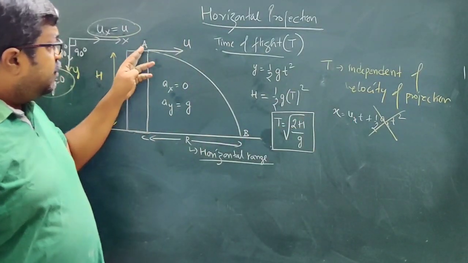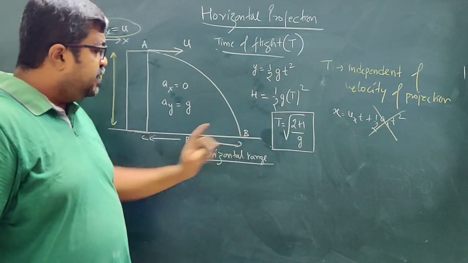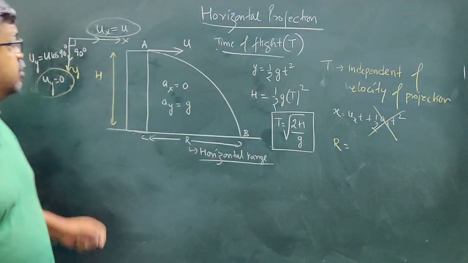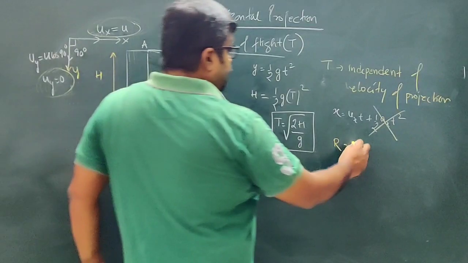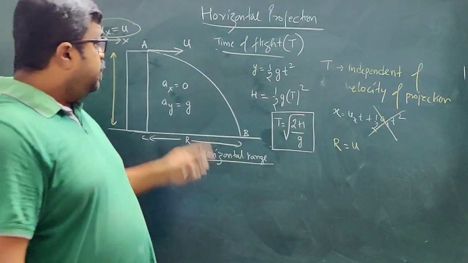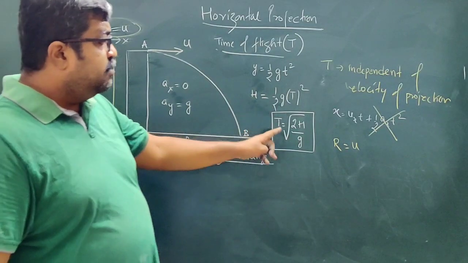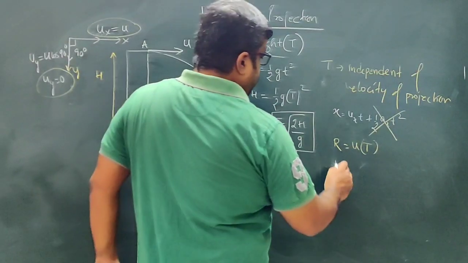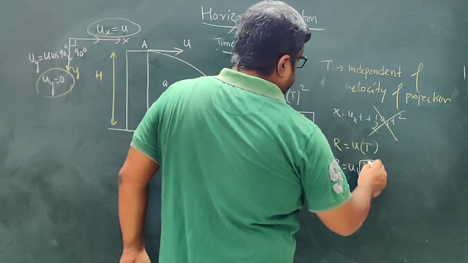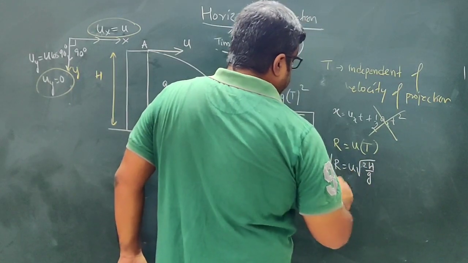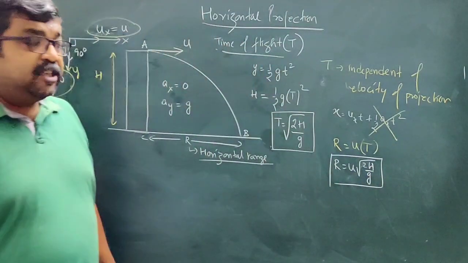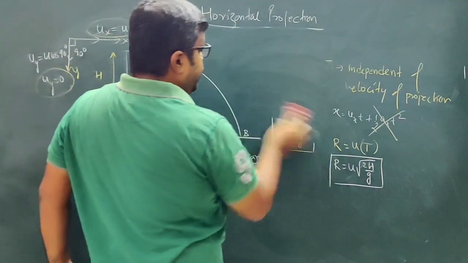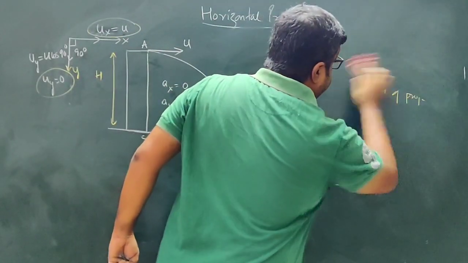But if the projectile travels from this point to this point, the displacement along x-axis is R. So that means x is equal to R, and ux, the initial velocity along x-axis, is u. And this t will be the time taken to travel from this point to this point, that is equal to the time of flight. So the range becomes u times square root of twice h by g. So this is the expression for horizontal range.